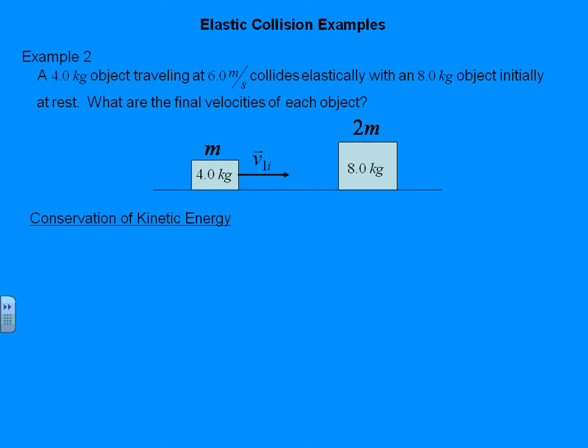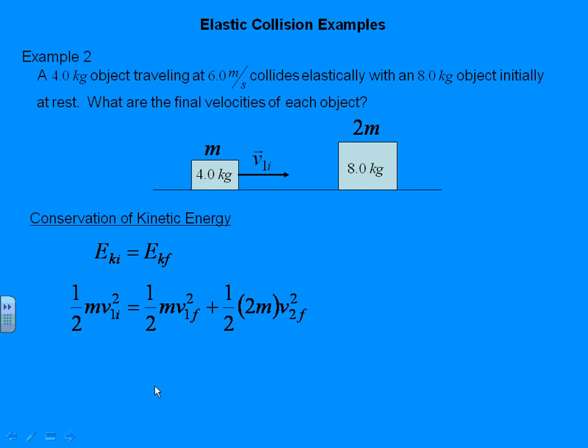So if we start out by looking at the conservation of kinetic energy, the initial kinetic energy has to equal the final kinetic energy. The initial kinetic energy is the kinetic energy of the 4 kilogram block, since it's the only one moving, and I'm going to call that 1. So 1/2 m v1i squared. The final kinetic energy is the sum of the kinetic energy of the two objects. And again, we don't know what their final speeds are at this point. So we have two unknowns in this equation.